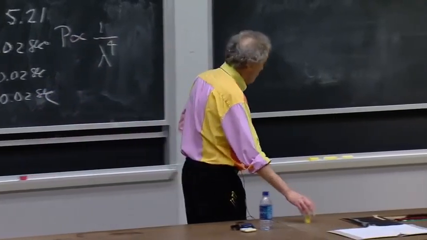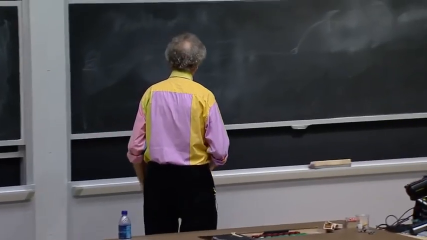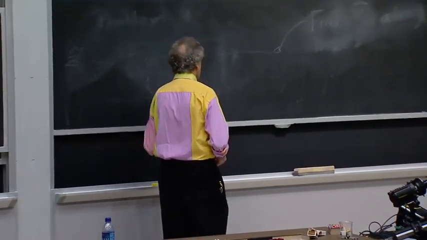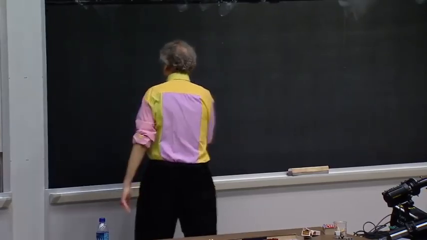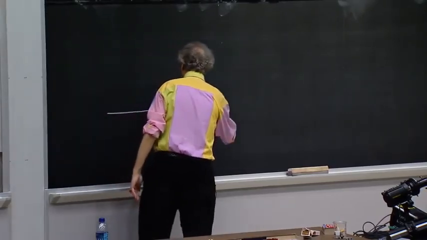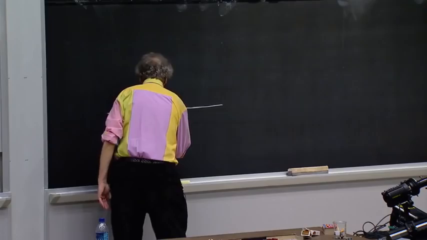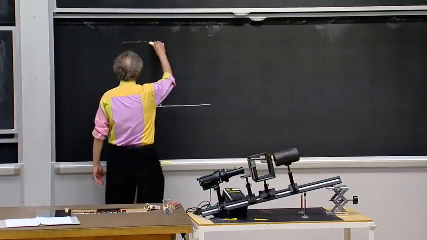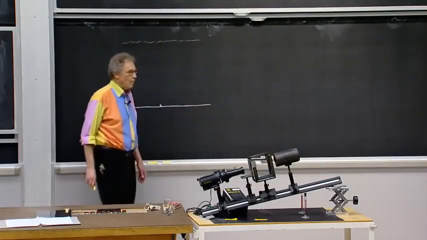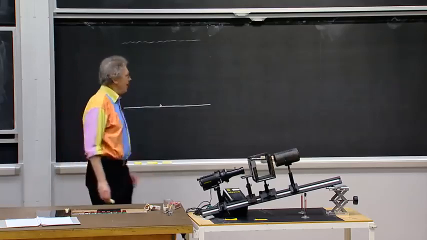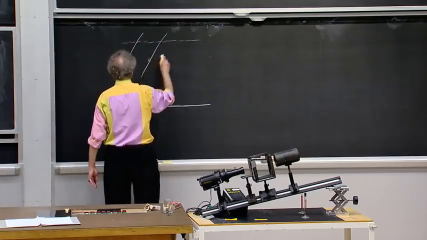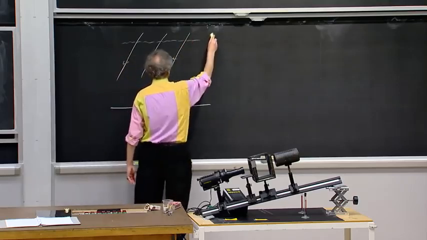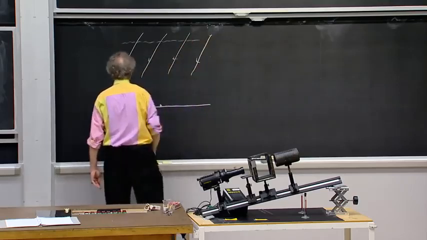And you should, or may, also understand now why the sky is blue. Here is the ground, and you are here. And here is, say, roughly the top of the atmosphere. And the sunlight comes in like this. The sun is infinitely far away, so the sun comes in like this.